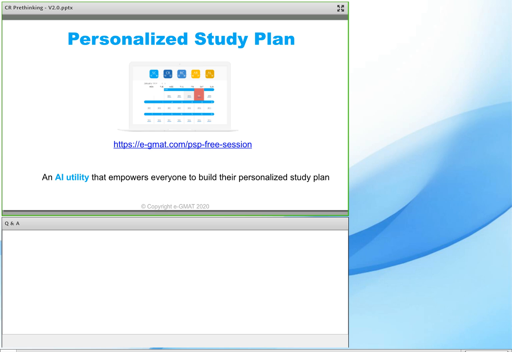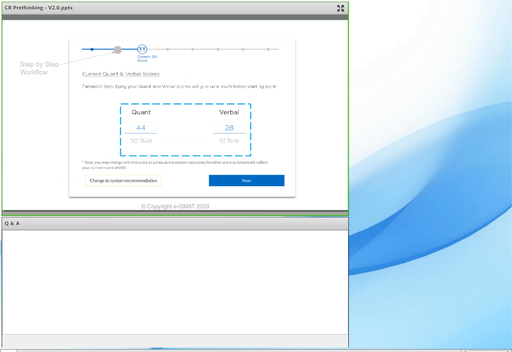And how do you set those milestones? That's where we built this tool called Personalized Study Planner, which allows you to build those milestones. Typically, in a free session we give out some free slots, but because of COVID, we're not giving out free slots this week. Next week, hopefully people recover and we will give you free slots. But I'm going to tell you how it works.